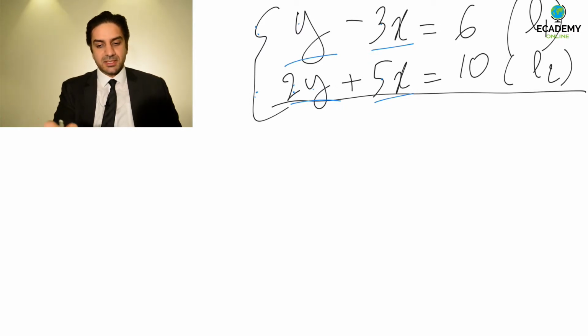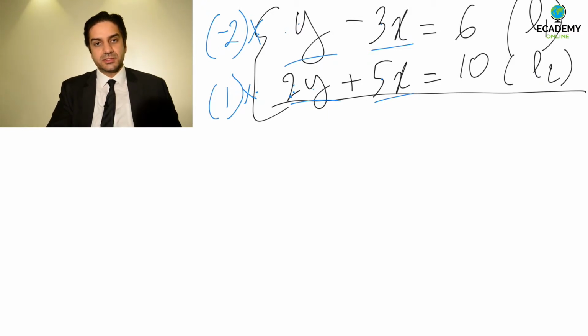So I will multiply the top equation by negative 2, the entire equation, and I'll multiply the bottom equation by 1. 1 is the coefficient of y here, and 2 is the coefficient of the equation here. I just changed the sign and took it. I will end up with a new system of equations. It's the same equations, only different.